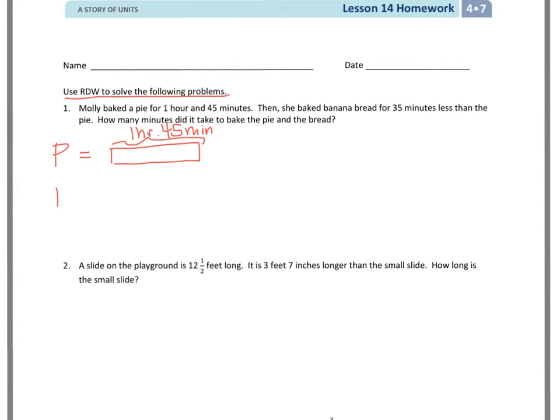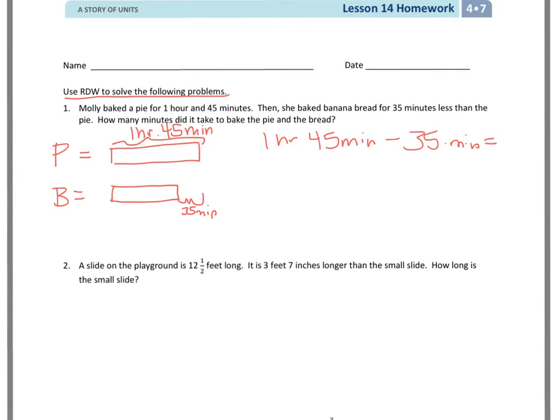And I know the banana bread is 35 minutes less. So I'm going to draw a tape that's less, and I'm going to put 35 minutes right there. So the way I'm going to figure that out is I'm going to take 35 minutes from the pie, which is 1 hour and 45 minutes. I'm going to subtract 35 minutes.